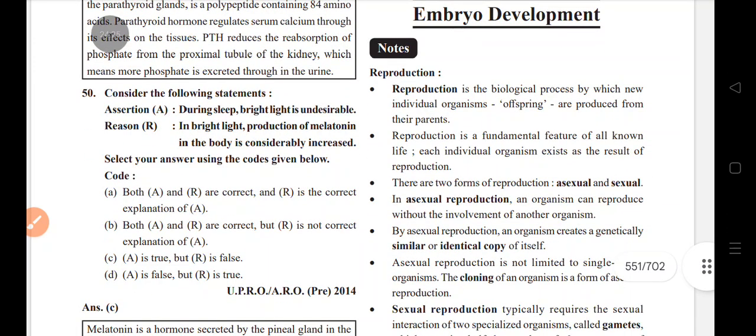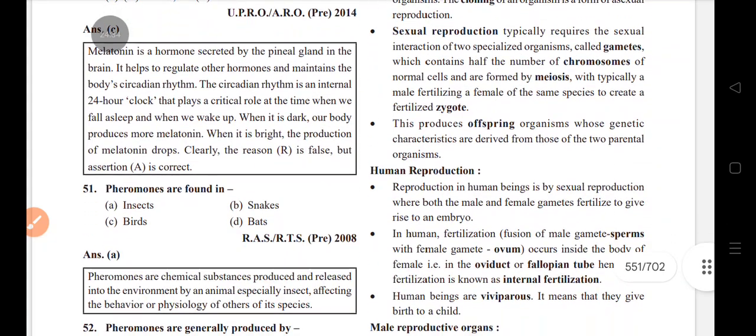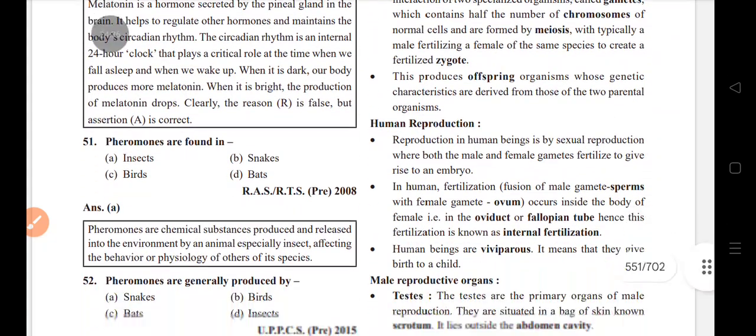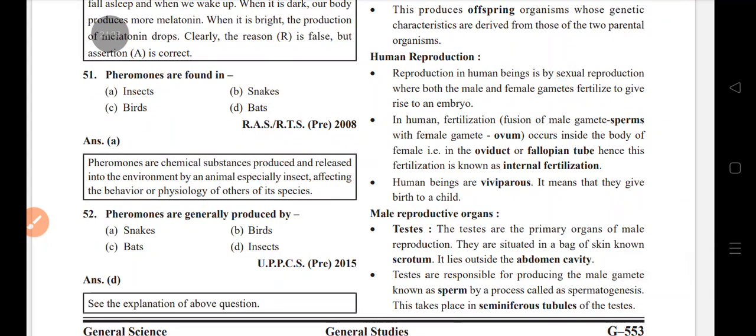During sleep, bright light is undesirable. In bright light, production of melatonin in the body is considerably decreased. Hormones are found in insects. Hormones are generally produced by insects.